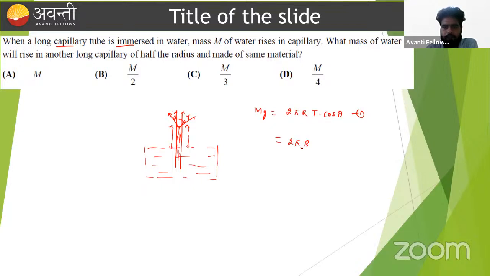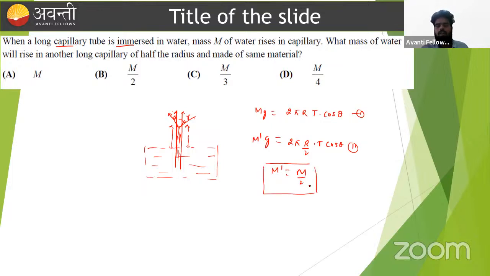If we reduce the radius to half of the original value, then theta is not going to change, because this is the contact angle. Surface tension also remains constant. Then what is the mass here? Consider that the mass is m dash. By equations 1 and 2, we observe that m dash is nothing but the original mass by 2. So if the radius is half, then the amount of mass also remains half.